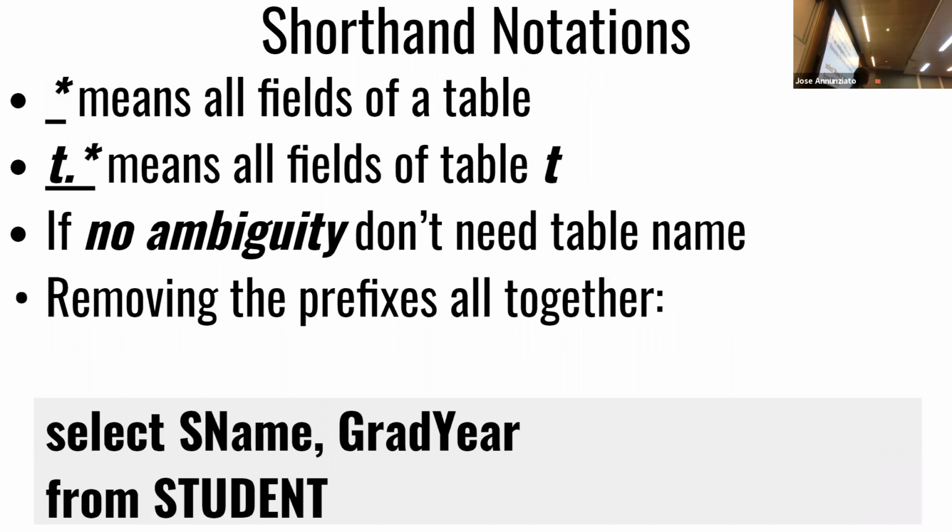Yeah, so if there's no ambiguity, you can leave out the prefix altogether. If you want all the fields, you can say star, right? So there's no projection. But if you list all of the fields you want, that's a projection. You're saying you want only a subset.